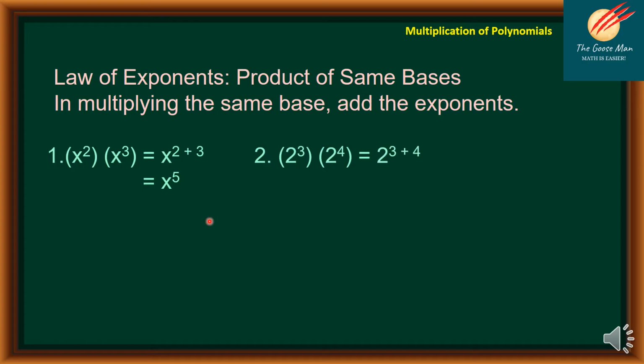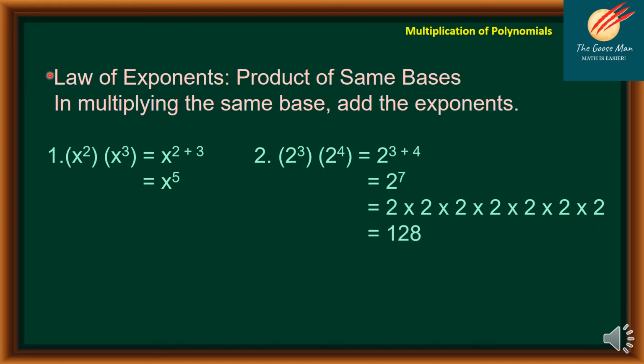Similarly, if I have 2 to the third power times 2 to the fourth power, so I simply add the exponents since I have the same bases. So add the exponents 3 and 4, so I had 2 to the 7th power. However, I can expand 2 to the 7th power as 2 times 2 times 2 times 2 times 2 times 2 times 2. So this is equal to 128.